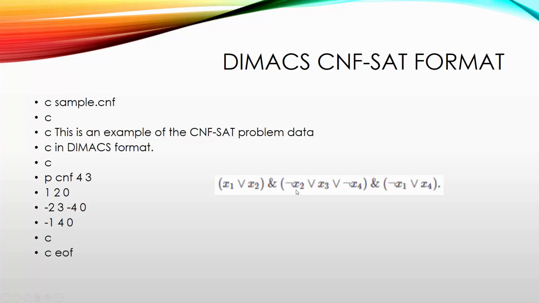Okay. Look at the second clause. 2 can be false, 3 can be true, or 4 can be false. 2 can be false, so it is shown as negative 2. 3 can be true, or 4 can be false, so it is shown as negative 4. And then followed by a 0, which ends the statement. Similarly, the third clause, 1 can be false or 4 can be true. This is how a problem is represented and it is given to solvers to be solved.